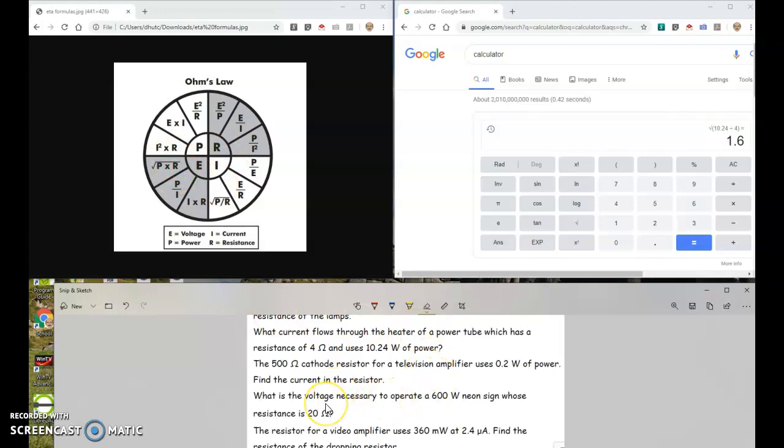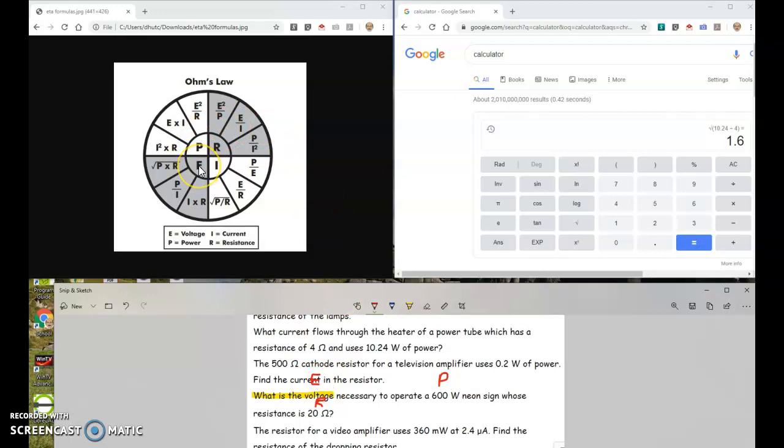What voltage is necessary to operate a 600 watt neon sign whose resistance is 20 ohms? So what is the voltage? And again, voltage is E. So that's your first step. Make sure you know what you're looking for. And then your 600 watts is your P, and your resistance is R. And so now you've got E, you've got P, you've got R, and you're going to solve for E.